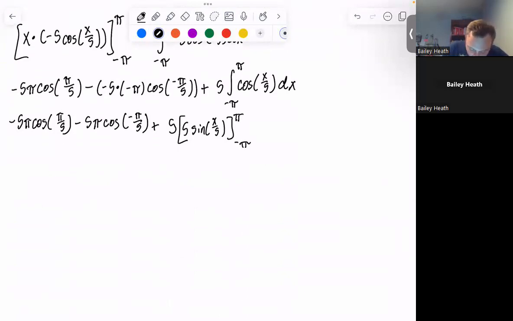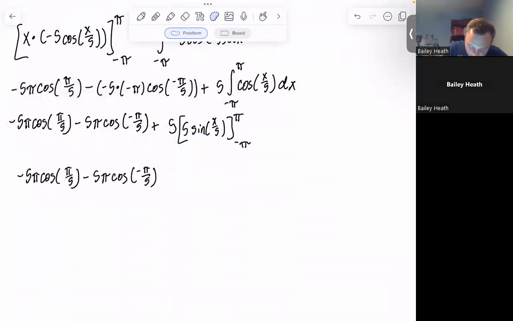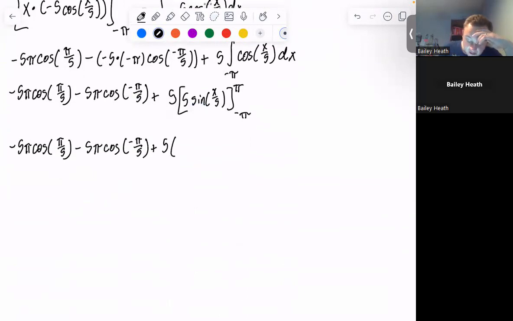Okay, this stuff over here, I'm just going to copy. We'll deal with this stuff in just a minute because we're going to get some interesting stuff here. Now over here, I get plus 5, and now, if I plug pi in for x over here, then I'll get 5 times 5 sine pi over 5, minus 5 sine negative pi over 5. Okay.